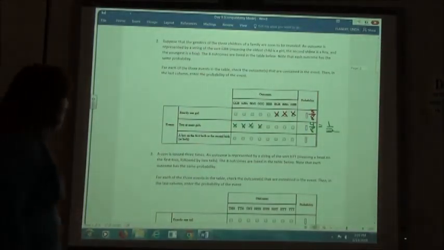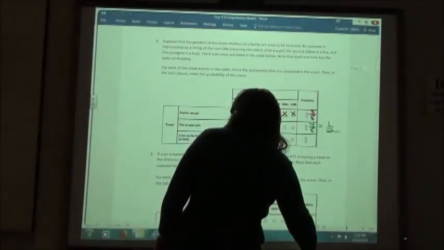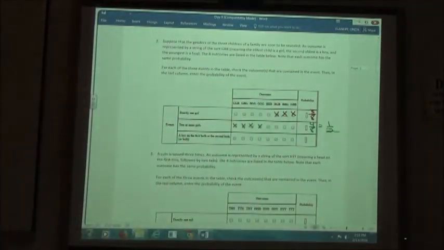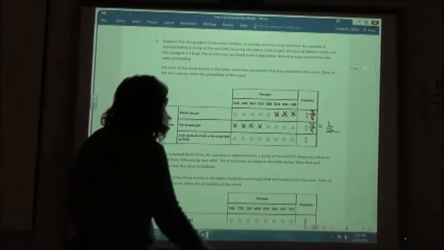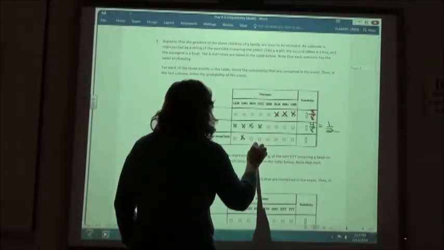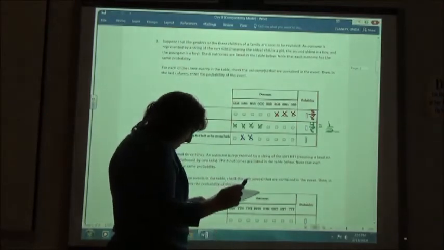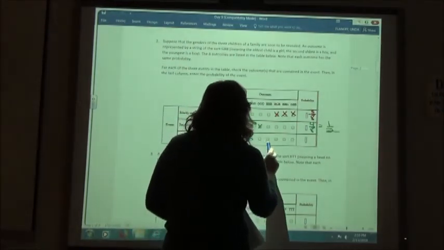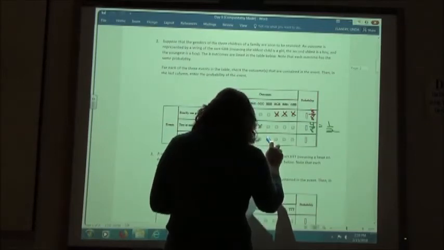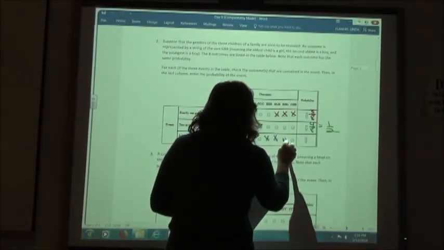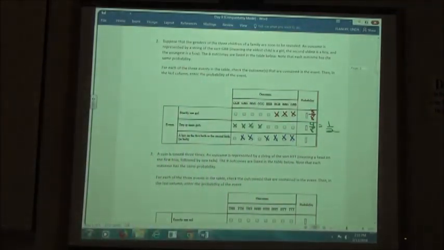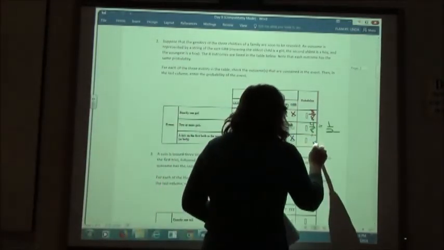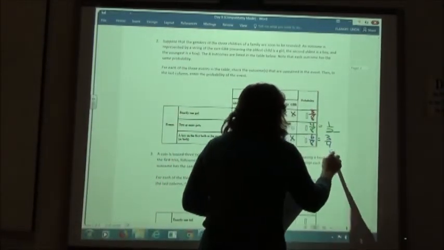And then the last one, a boy on the first or the second birth, or both. So we can have a boy on the first one, a boy on the second one only, or a boy in both the first and the second one. So the second one, the third one, the fifth one, the sixth one, the seventh one, and the eighth one. So we got a lot of them there. We have 6/8, which reduces down to 3/4.